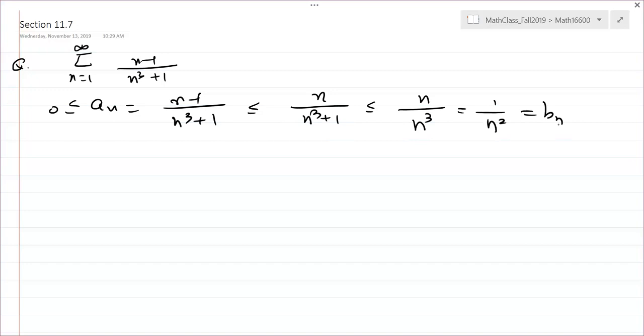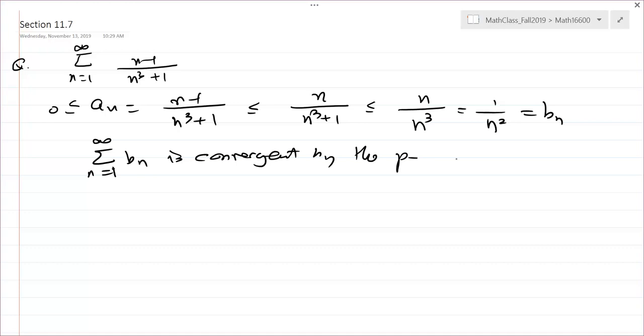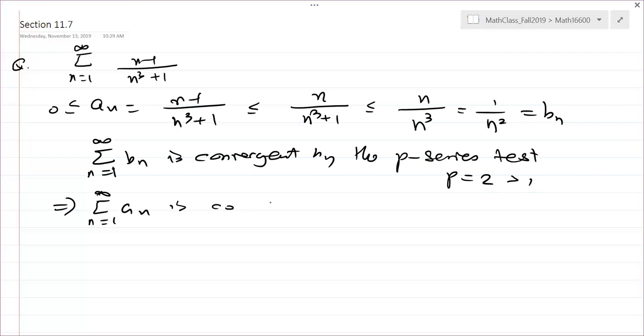And that's the easiest method. Then you have to say that this is convergent, and why: by the p-series test. And you have to point out p is greater than one. Then you conclude that this is convergent by the comparison test.